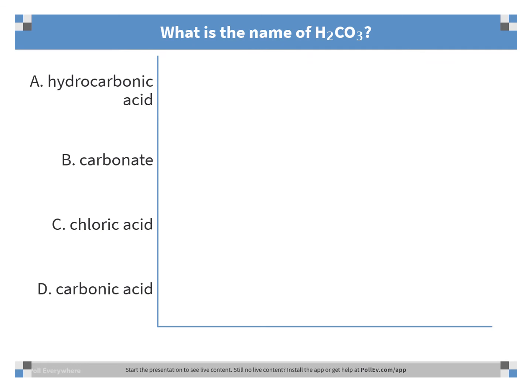The correct answer is D, carbonic acid. First, we recognize that this is an oxyacid. It contains hydrogen on the left and an oxyanion on the right. The oxyanion is carbonate. We change the ending from ate to ic acid, so the acid must be carbonic acid. Remember, leave the beginning of the oxyanion alone. If it has a prefix, include it. Do not add any additional prefixes like hydro onto it.